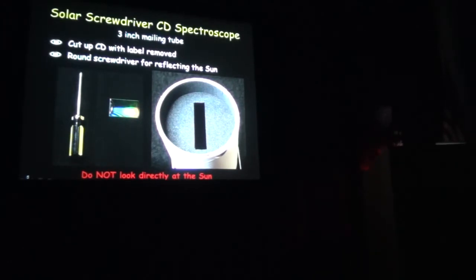Now, to help things out here tonight, I've cut up some CDs, I've already blown off the labels, so I'm going to pass this little tray around. I'd appreciate only one per family, and that way, if you want to duplicate this, you will be able to, provided you supply your own screwdriver and a black tube.